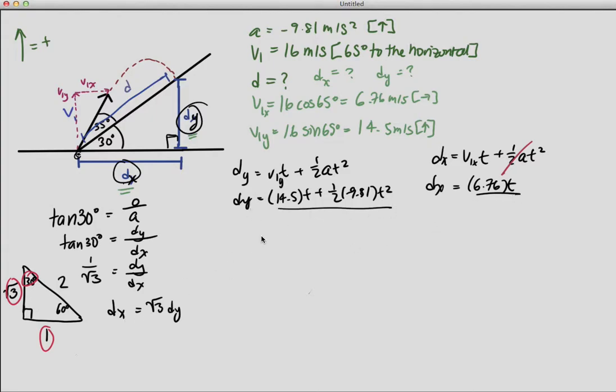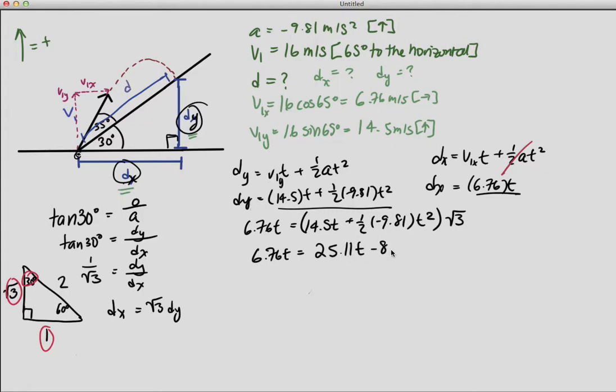Now that we have an equation here, we can substitute dy with this equation and dx with this equation. So we can go ahead and do that over here and write 6.76 t is equal to 14.5 t plus 1/2 9.81 negative t squared multiplied by the root 3. And now we can go ahead and solve for t. So I'm just going to write down what I have in my notebook here, which says that 6.76 t is equal to 25.11 t minus 8.5 t squared.